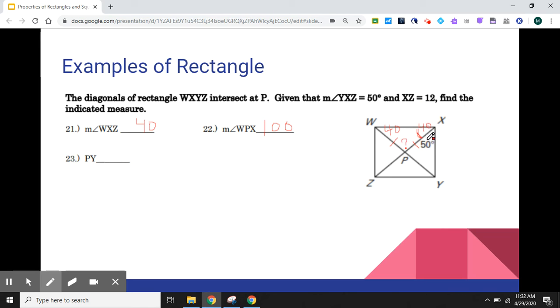Alrighty, we are also told that XZ is 12, and we're looking for the length of PY. So if XZ is 12, WY is 12, which would make PY half of that, or 6, since we know the diagonals bisect each other.